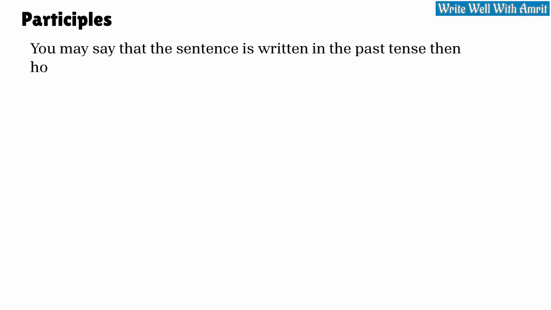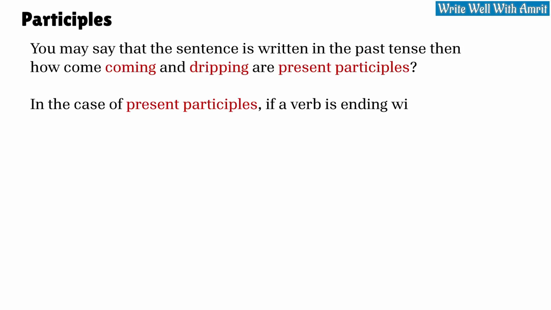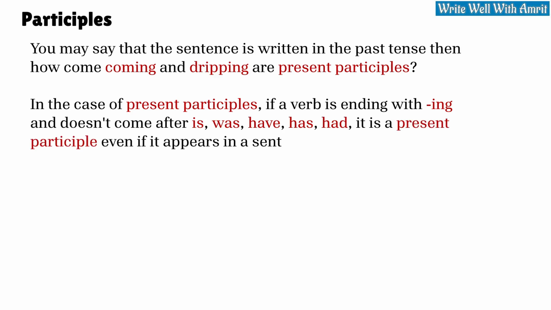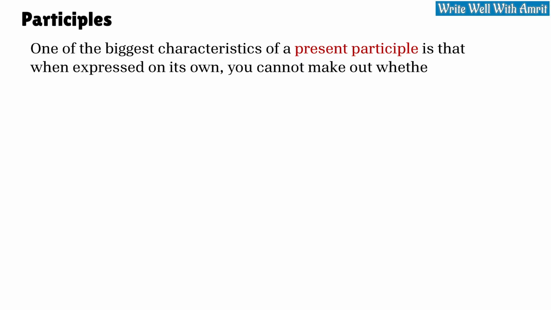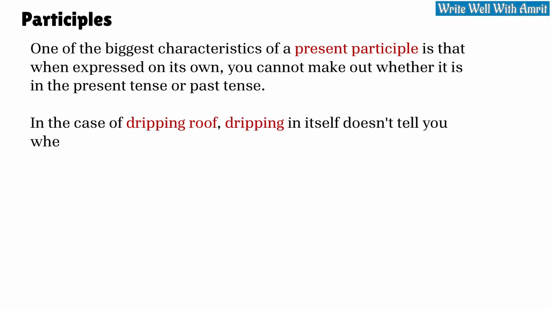You may say that the sentence is written in the past tense, then how come coming and dripping are present participles? In the case of present participles, if a verb is ending with ing and doesn't come after is, was, have, has, had, it is a present participle even if it appears in a sentence that is in the past. One of the biggest characteristics of a present participle is that when expressed on its own, you cannot make out whether it is in the present tense or past tense. In the case of dripping roof, dripping in itself doesn't tell you whether it is present or past.